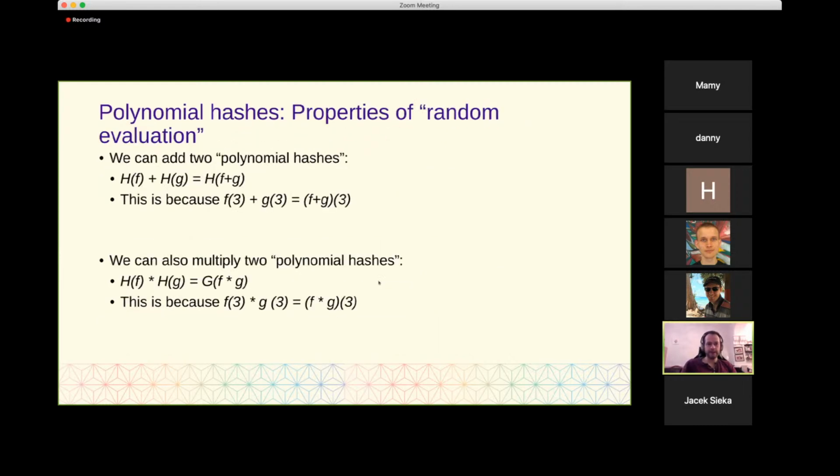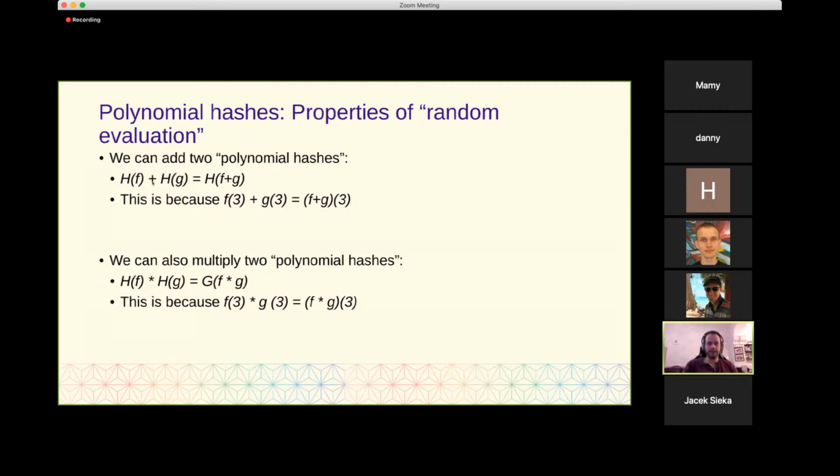And this trivial function has actually some very nice properties. So for example, the first one, h of f plus h of g: if I add two hashes, that's the same as if I first add the two polynomials using normal polynomial addition, so that has the same hash.